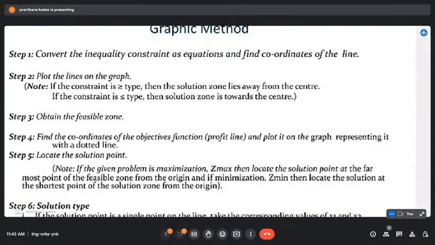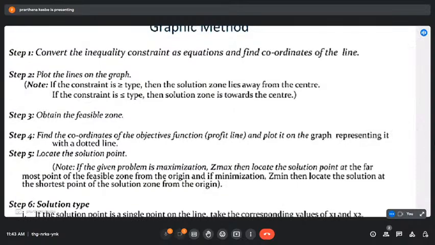Then plot the line on the graph. If the constraint is of greater than or equal to type, then the solution zone lies away from the origin.